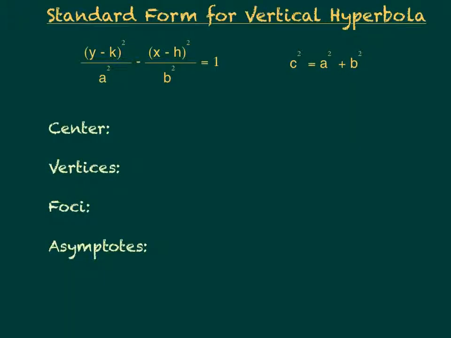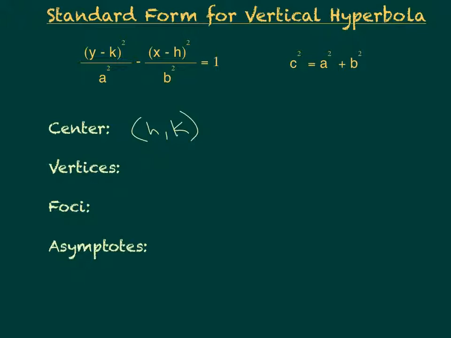The standard form equation for a vertical hyperbola is obviously a little bit different. My y is going to be matched up with my a. So my (y minus k) squared over a squared minus my (x minus h) squared over b squared is equal to 1. And my c squared is still going to equal a squared plus b squared. My center point is still going to be (h, k). Make sure you don't get those mixed up.